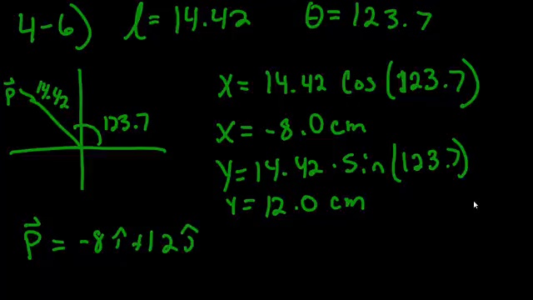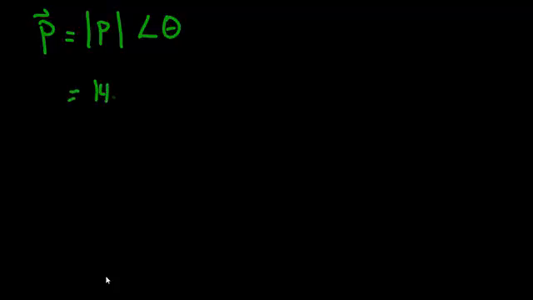It also asks us for polar form, right? So for polar form, what do we want to do? We got to find a magnitude and an angle, right? So the polar form of this is equal to the magnitude of P at an angle of theta. And we know this because we were given both a length and an angle already. So we don't even have to do anything with this. This is just equal to 14.42 at an angle of 123.7 degrees. And that's given straight from the problem.